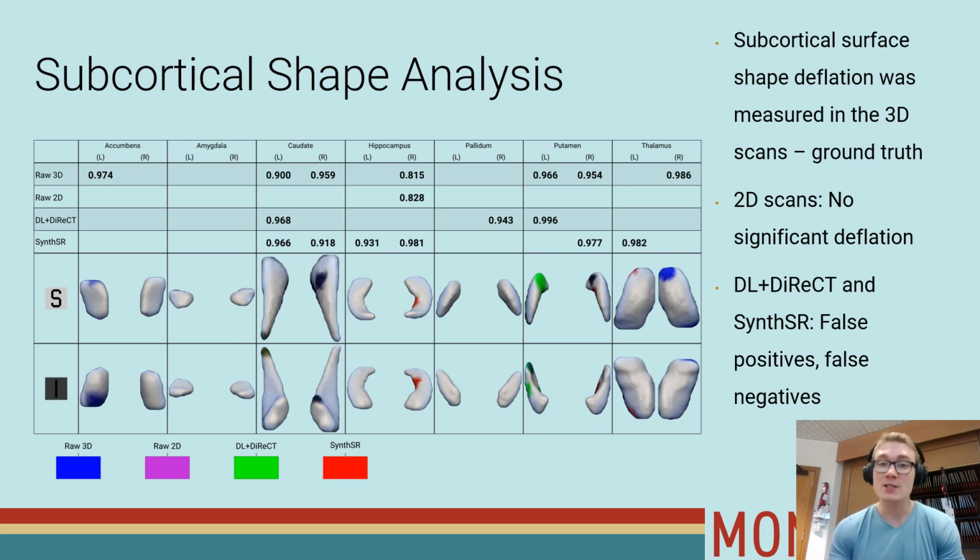Reaching statistical significance were the left accumbens, the right caudate, the bilateral putamen, and the right thalamus. The 2D scans were not sensitive to inward surface deflation when compared to our ground truth. As you can see, only the right hippocampus is here as a trending result and did not reach significance. And the two synthesized datasets picked up on more of the true positive results, although neither found all of them, and both were vulnerable to false negative results, such as the left hippocampus in the SynthSR.